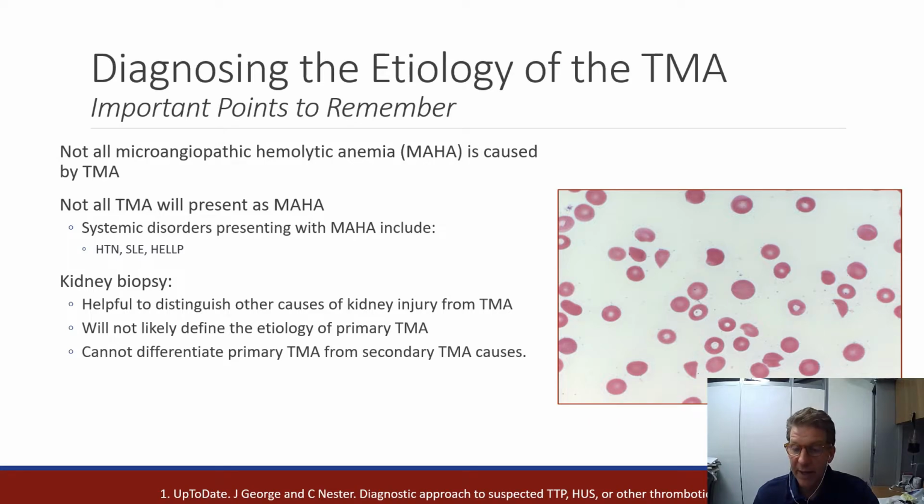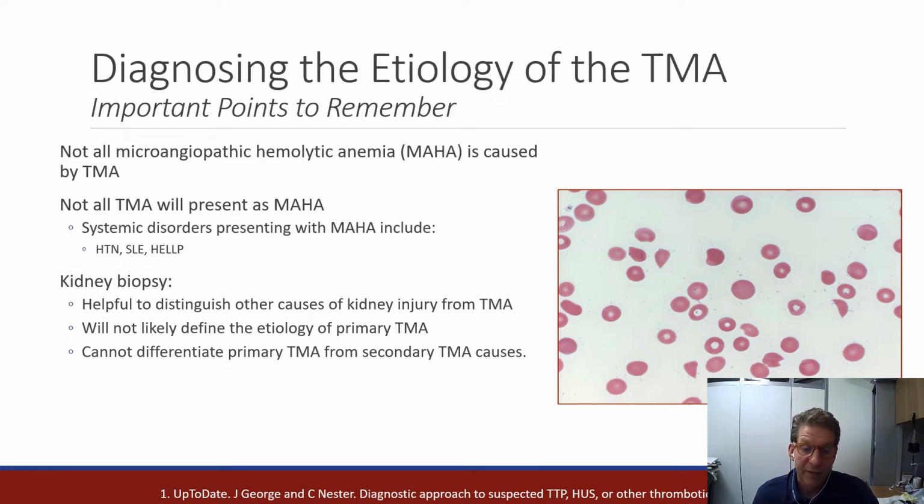You can rarely have patients with organ involvement of the kidneys, but not showing any peripheral blood manifestations of hemolysis and fragmented cells. And again, as I've already stated, the kidney biopsy is helpful to distinguish other causes of kidney injury from a thrombotic microangiopathy, but it will not tell you necessarily the specific etiology of a primary TMA.